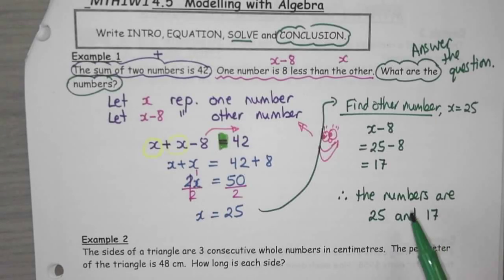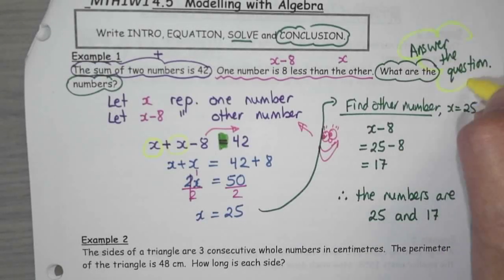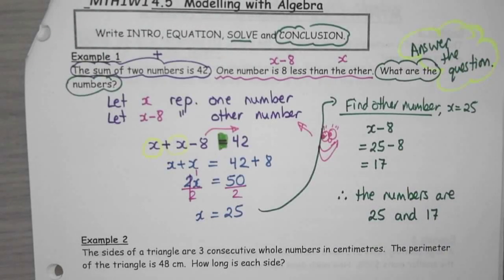Okay, so if I say, what are the numbers, you give me both. I could say, what's the bigger number, and you would say the bigger number is 25. What's the smaller number? You'd say the smaller number is 17. But make sure you answer the question. This is really, really important, and this is a good habit to get into now. Okay, so this year, grade 9 is all about getting into the good habits.